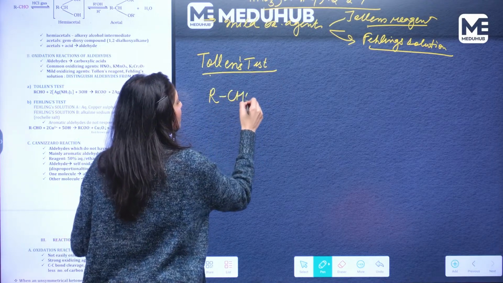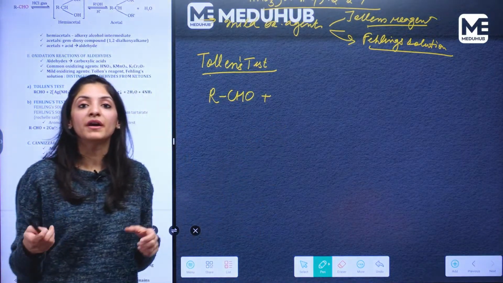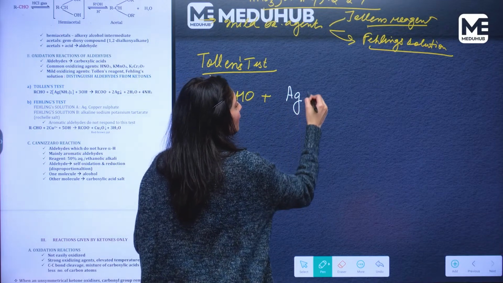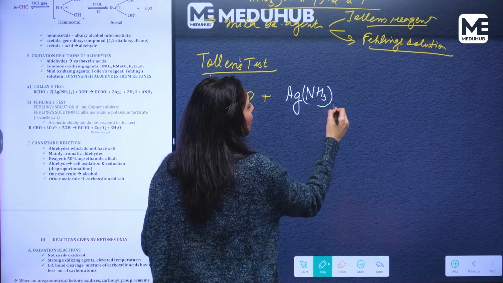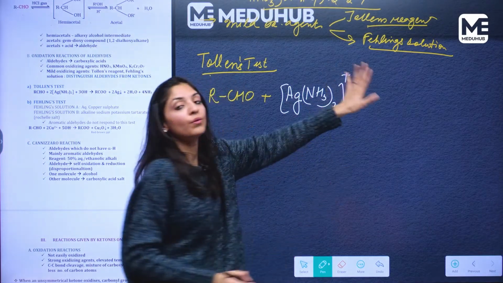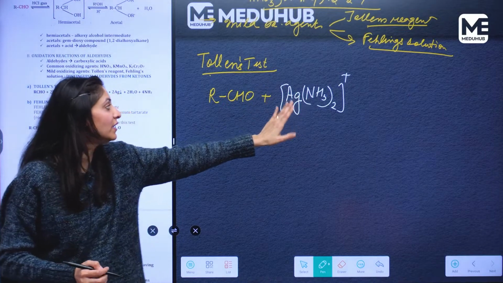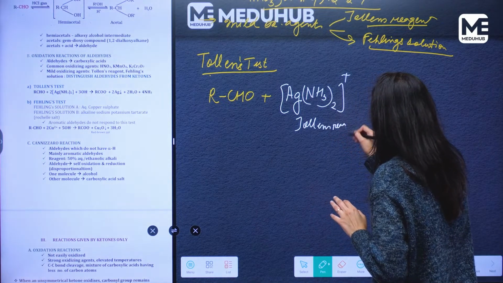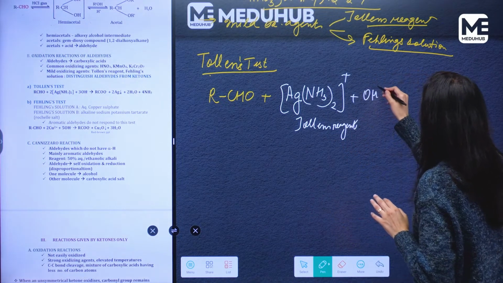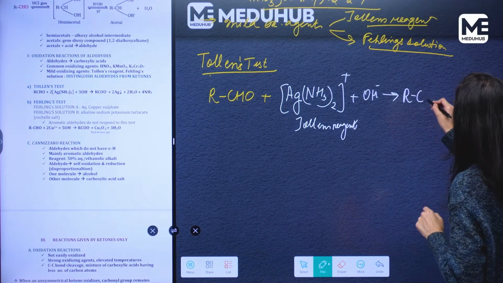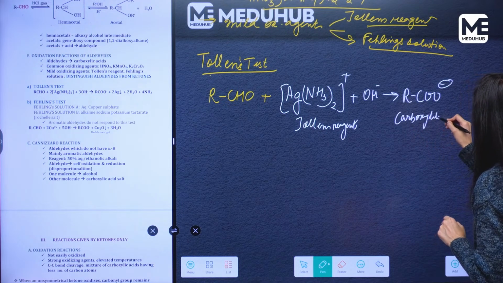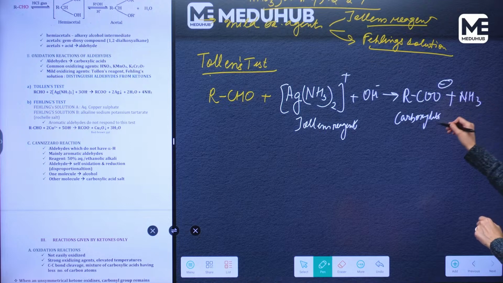We have an aldehyde which reacts with freshly prepared ammoniacal silver nitrate solution, [Ag(NH3)2]+ plus OH minus. Freshly prepared ammoniacal silver nitrate, the Tollens reagent, oxidizes the aldehyde to the corresponding carboxylate ion, and we get NH3, H2O and silver.